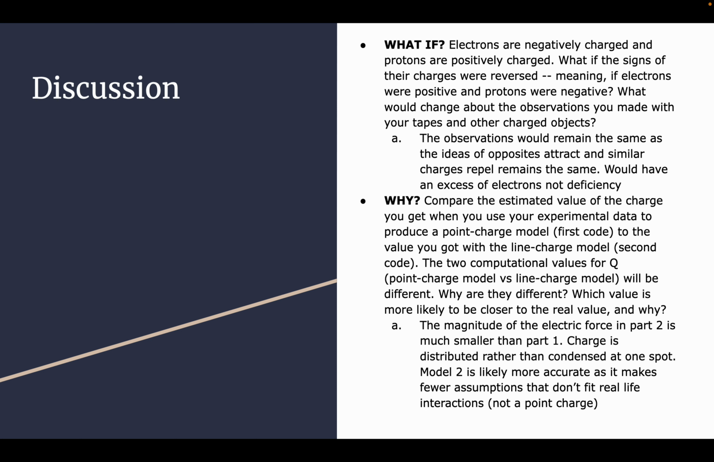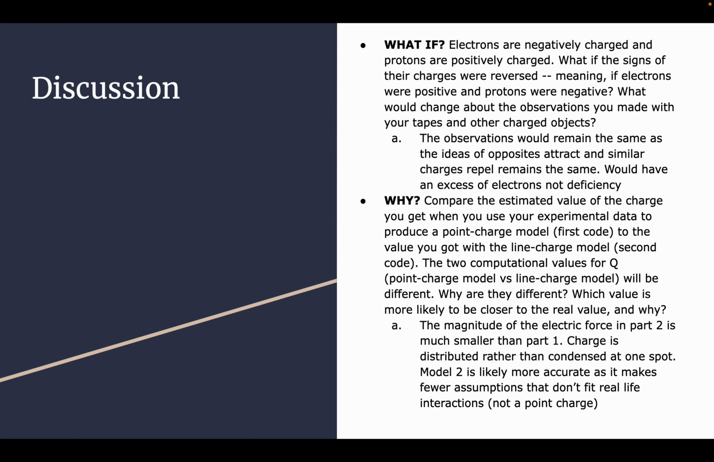So for the what-if, the observations would remain the same if electrons were positively charged and protons were negatively charged, because opposites would still attract and similars would still repel; everything would just be opposite. The only difference is that if there's a negative charge, the excess versus deficiency would switch. So if it's a positive charge, there'd be an excess of electrons instead of a deficiency of electrons.